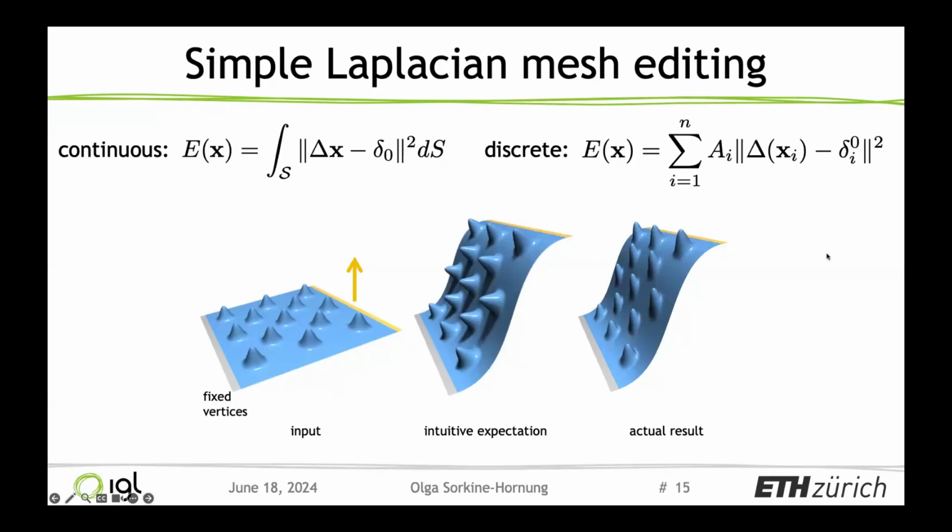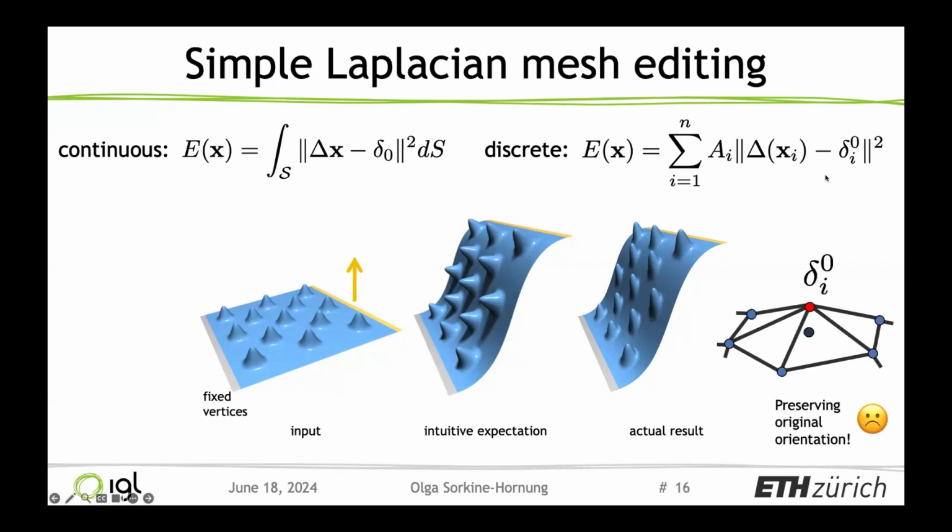And the reason for that is that the energy measures the difference between the original Laplacian vectors, which for these bumps were pointing upwards, and the current ones, and it's trying to minimize it, right? So basically, it's trying to preserve the original orientation of these bumps. So that's why they stay upwards. So it's not very nice, right? It's not the intuitive outcome.